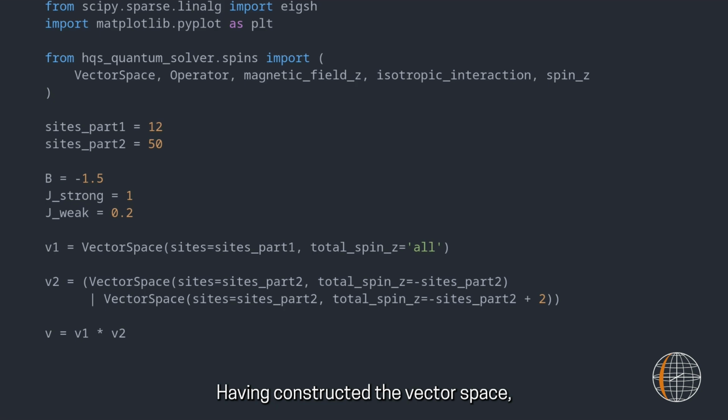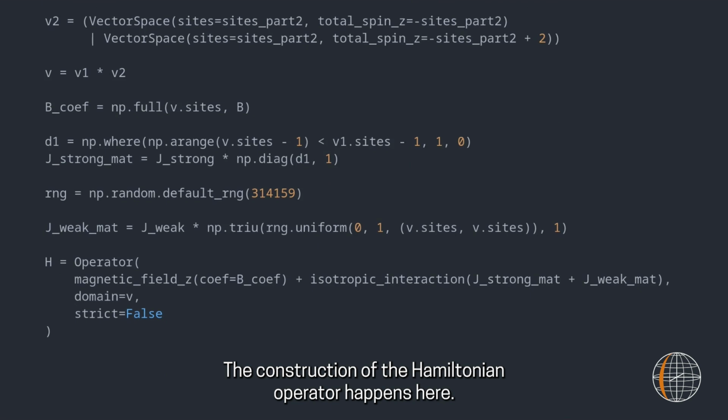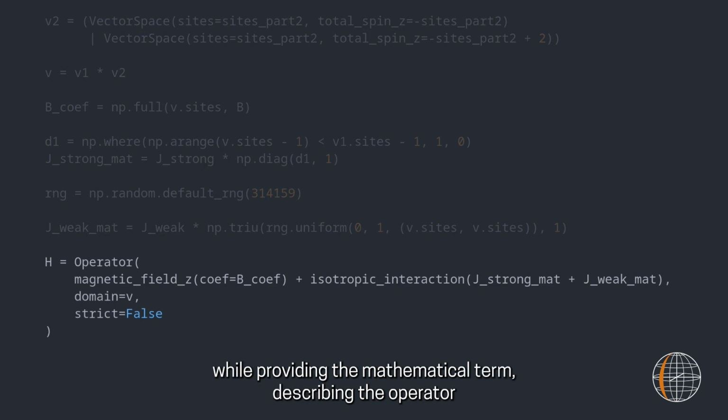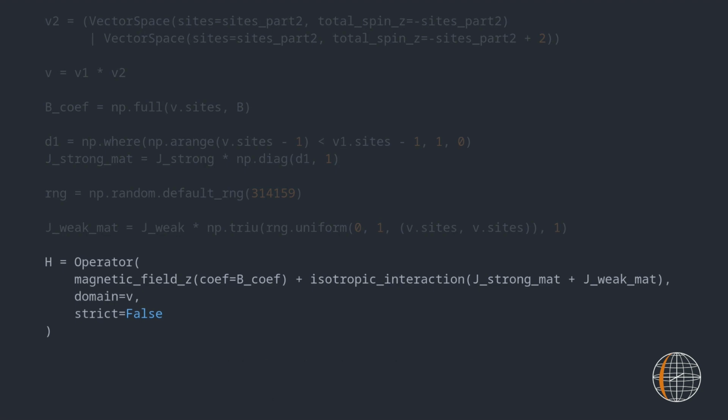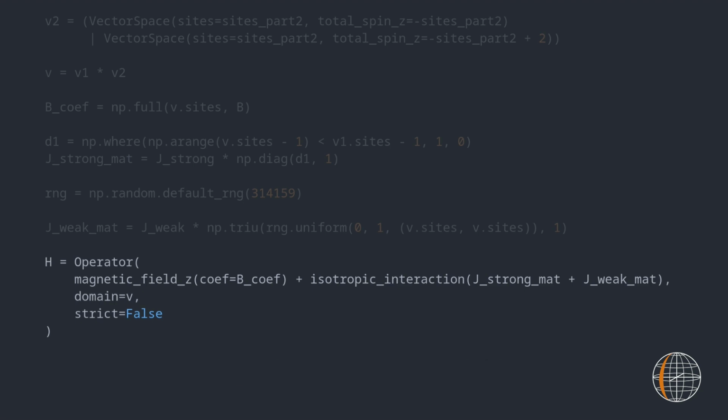Having constructed the vector space, we can now build the Hamiltonian like this. The construction of the Hamiltonian operator happens here. The operator is constructed by instantiating the operator class while providing the mathematical term describing the operator and providing the vector space the operator is defined on. Note that the interaction term maps onto states that are not part of the vector space V. Thus we have to pass strict equals false as an additional argument to allow for these states being ignored.